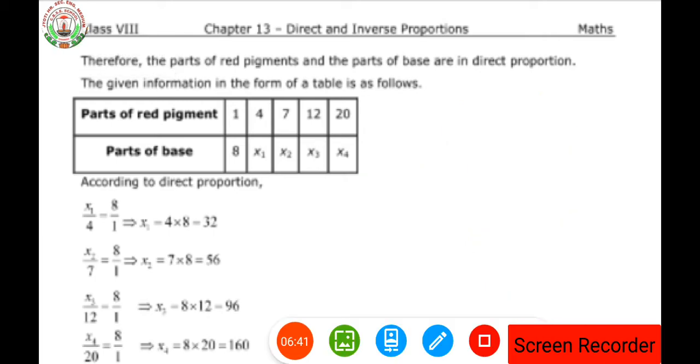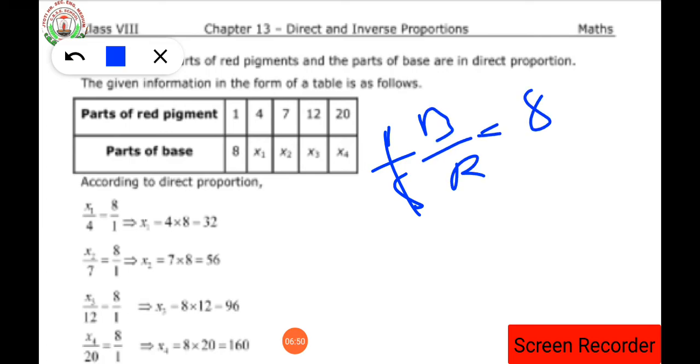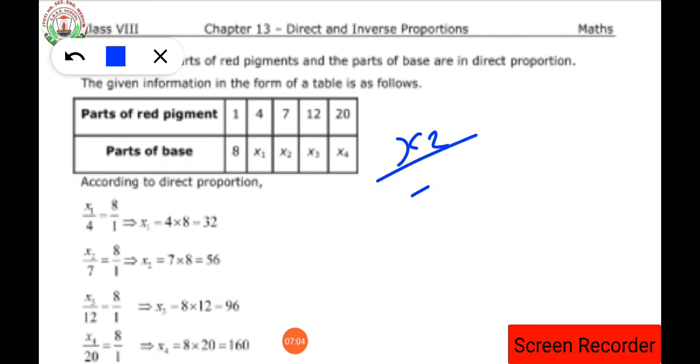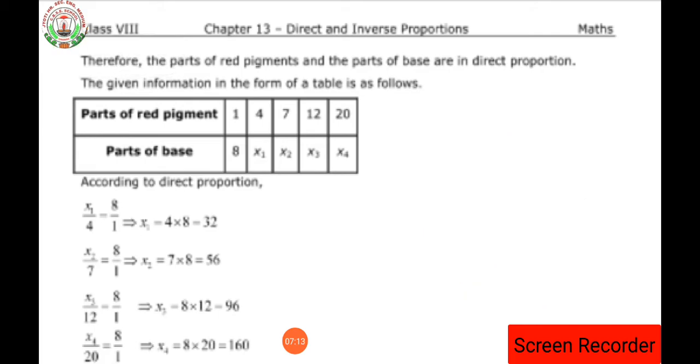In the same way, for the next, base upon red pigment, that is 8 upon 1 is equal to 7 upon x2. So we will cross multiply it. That is x2 upon 7 is equal to 8 upon 1. So x2 is equal to 8 into 7, that will be 56. Not 36, it will be 56.